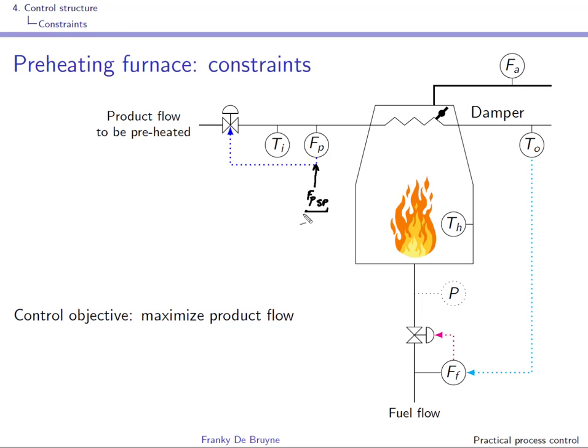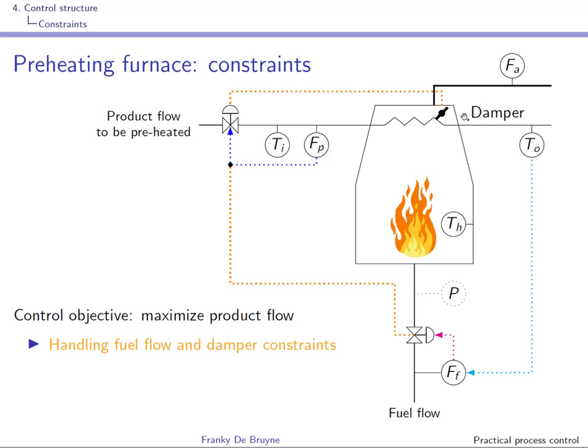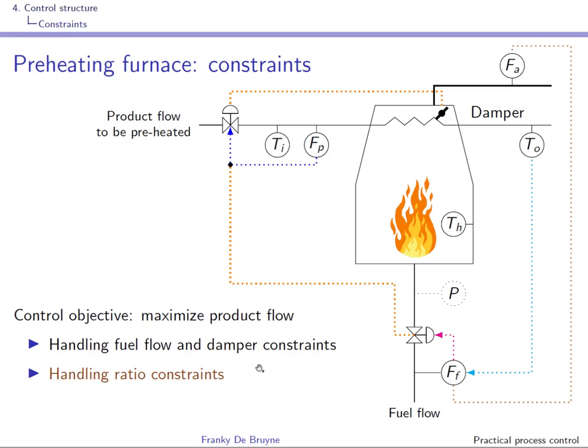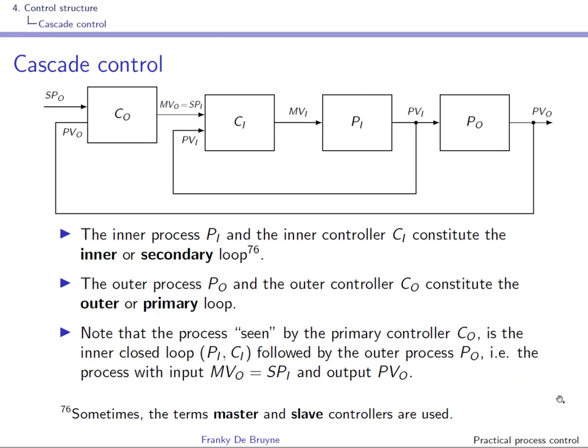So you can see here that if you continue to increase the set point, what will happen is that you run into the limitations associated to the fuel flow valve and the damper valve, and this is what you see over here, right? So we have to handle fuel flow and damper constraints. This will be explained later in the course. As mentioned before, for the combustion in the furnace, we'll have to handle also the air flow to fuel flow constraints. Let us now focus on cascade control.